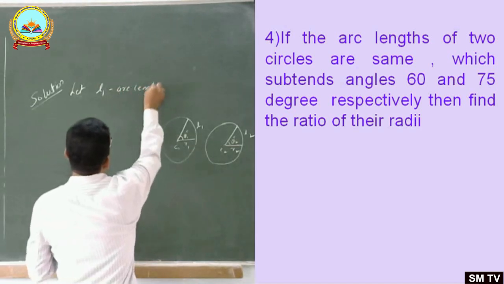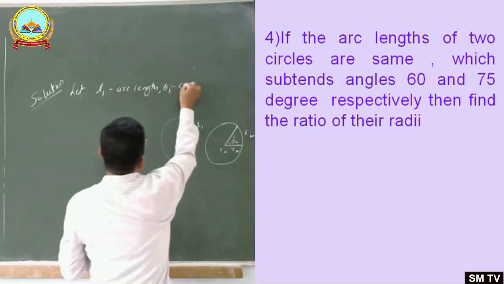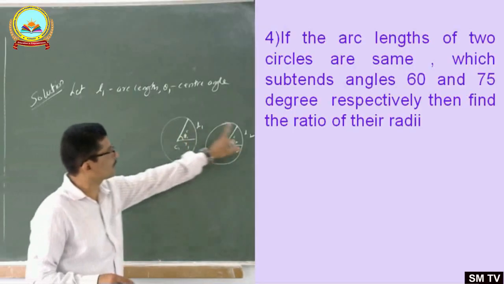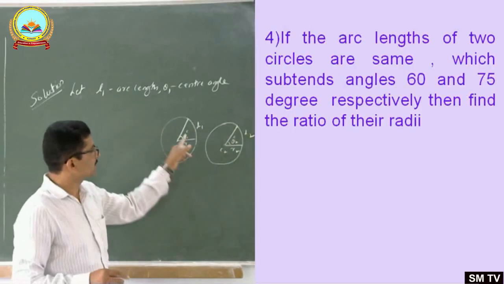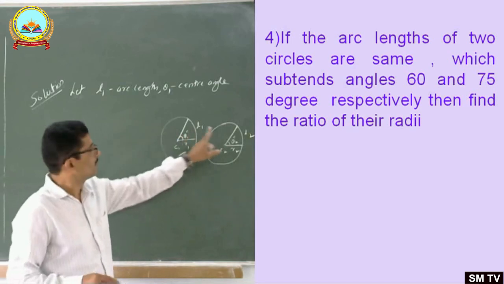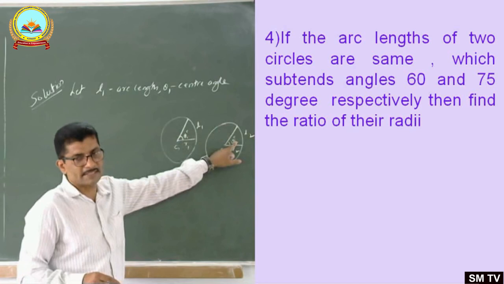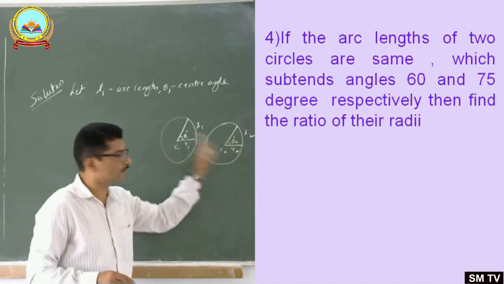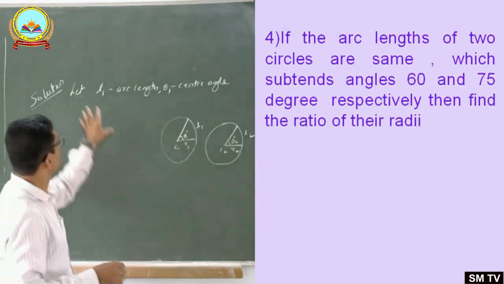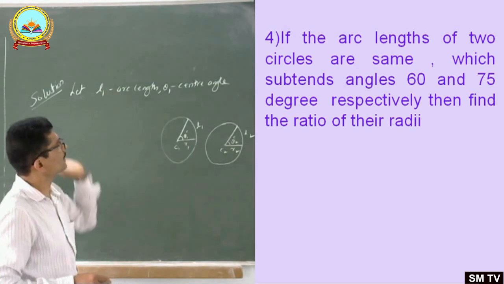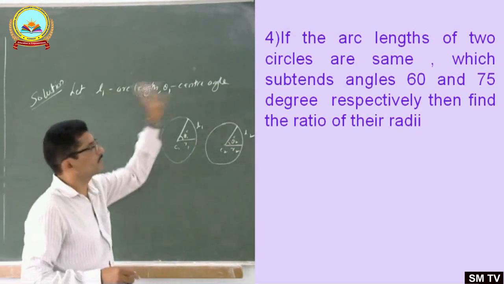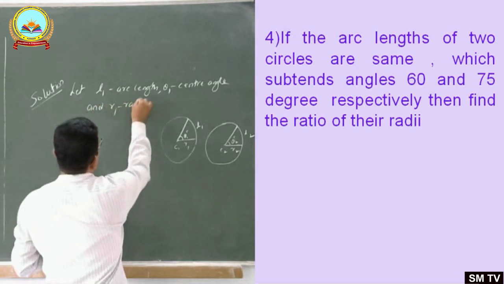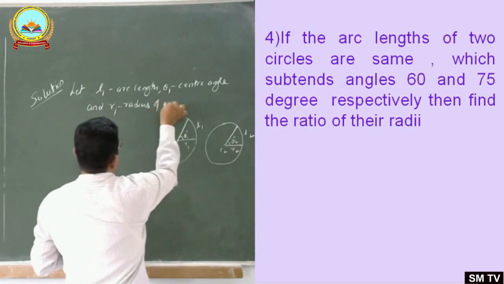The two circles make the same arc length. This is arc length L1, and this is also arc length L2. The central angle of the first circle is theta 1 radian and of the second circle is theta 2 radian. The central angle of the first circle is 60 degrees, and of the second circle is 75 degrees. Then find the ratio of the radii, R1 and R2. Let us assume L1 is the arc length of the first circle, theta 1 is the central angle, and R1 is the radius of the first circle.